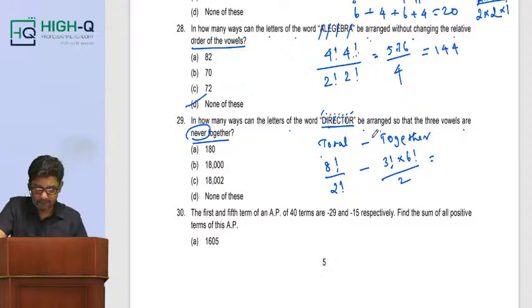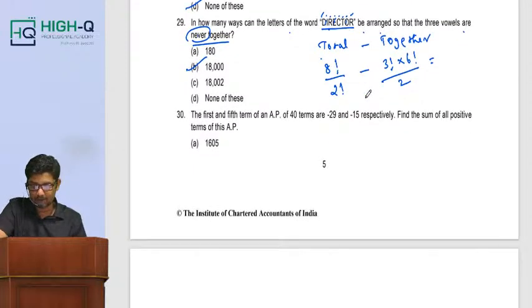Yes. Is it 18,000? Very good, 18,000. See, actually what happens in this algebra question, this E was given extra. That is why the answer is none of these. Otherwise, you would have got 72 as the answer. Let it be.